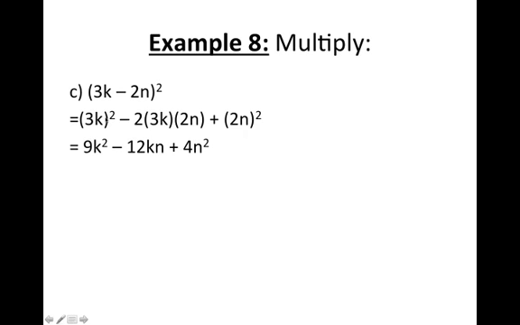So 3k squared: 3 squared is 9, k squared, minus 2 times 3 is 6, times 2 is 12, kn, and then plus 2 squared is 4, and then n squared.